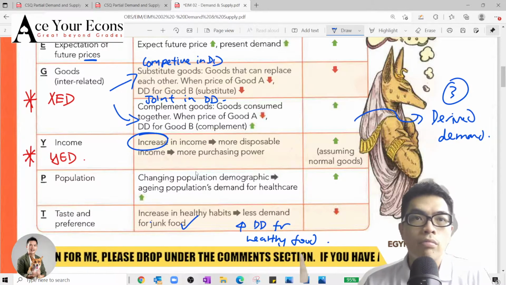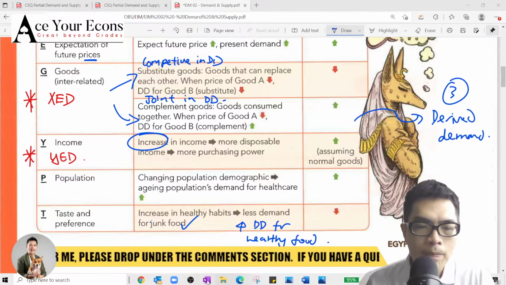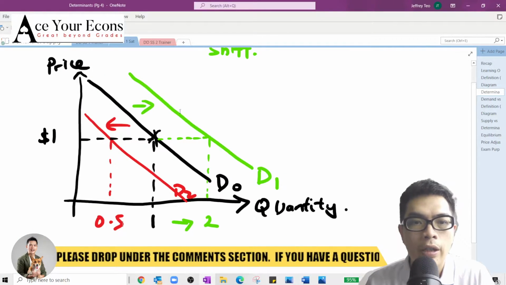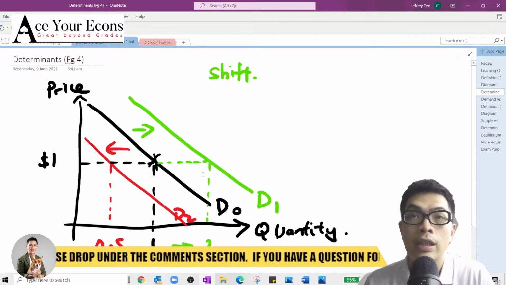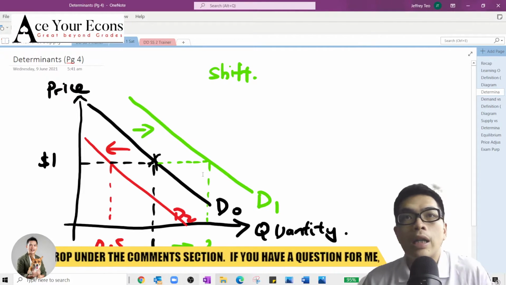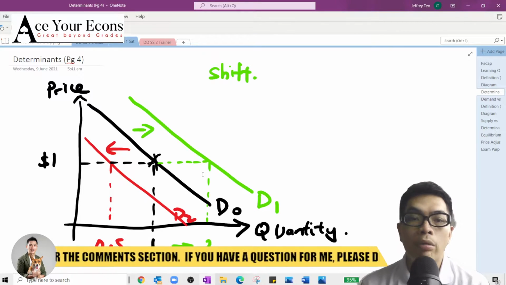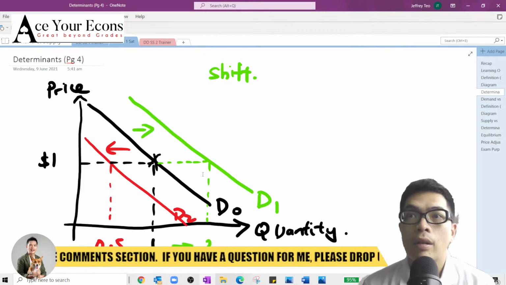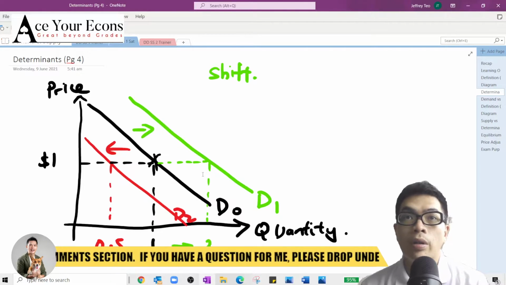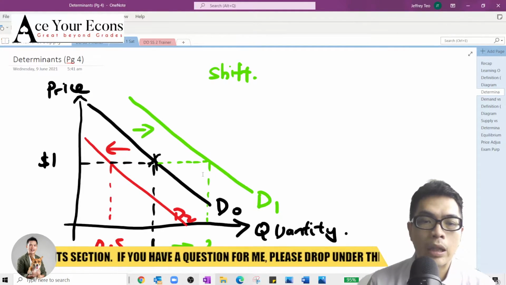Make sense? Okay, so from a diagram perspective, it's going to result in a rightward shift. For instance, let's say you are eating more health conscious, eating more brown rice. Then in that case, it's going to be a non-price factor. So your demand curve will shift to the one in green.